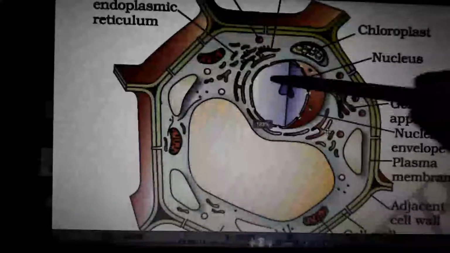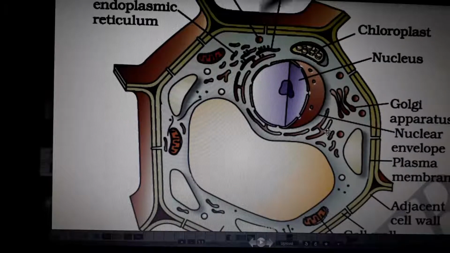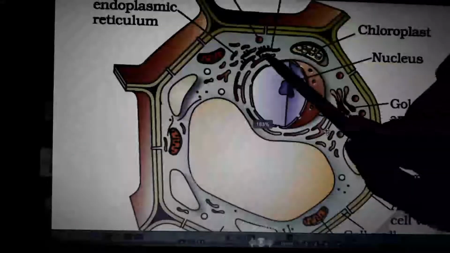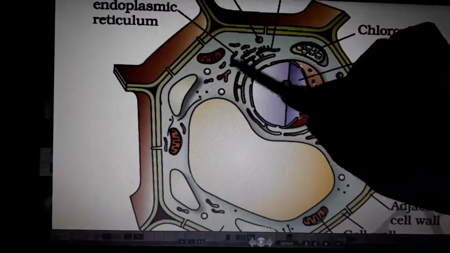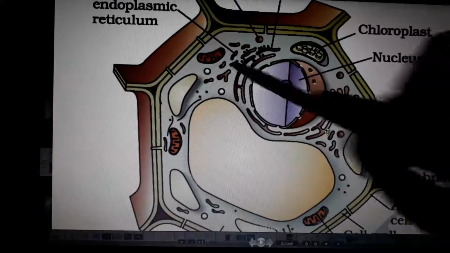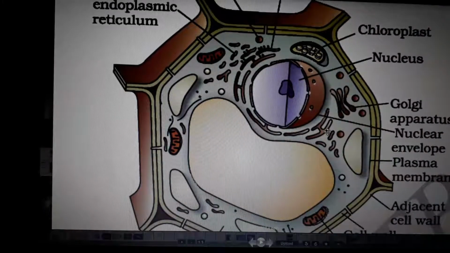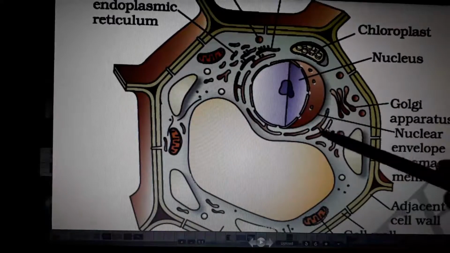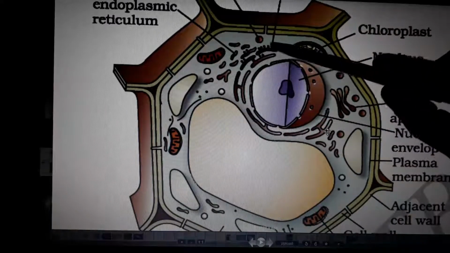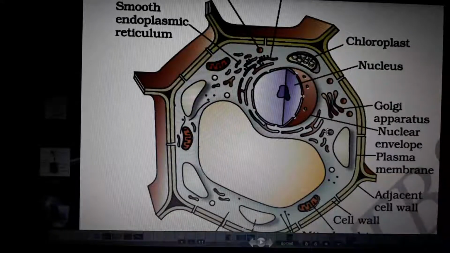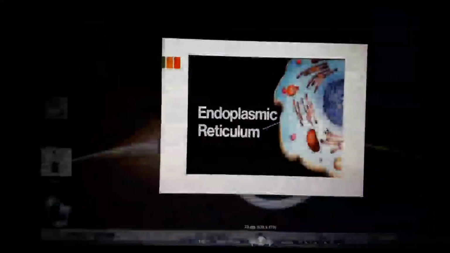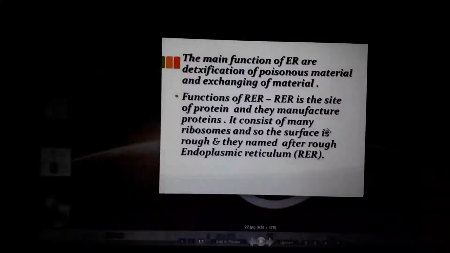See, this is the endoplasmic reticulum. Understand? See these small dots? That is rough endoplasmic reticulum. And if it does not have those dots, it is called smooth endoplasmic reticulum. Here also it didn't mention it properly. You must draw some dots onto the endoplasmic reticulum. Then it will become rough endoplasmic reticulum, which deals with protein, and smooth endoplasmic reticulum, which deals with fat.